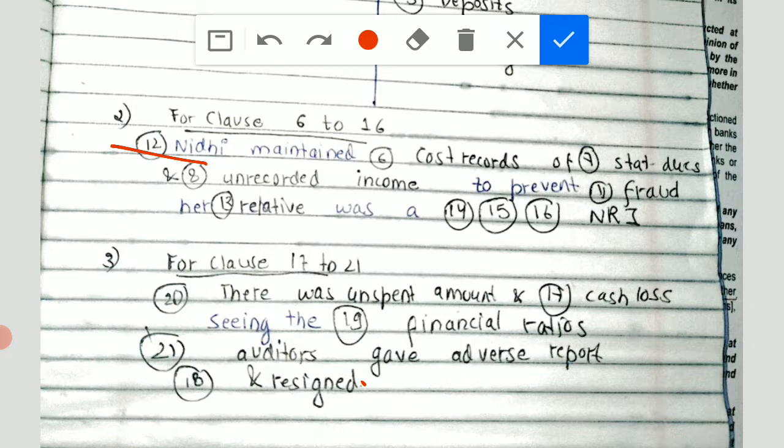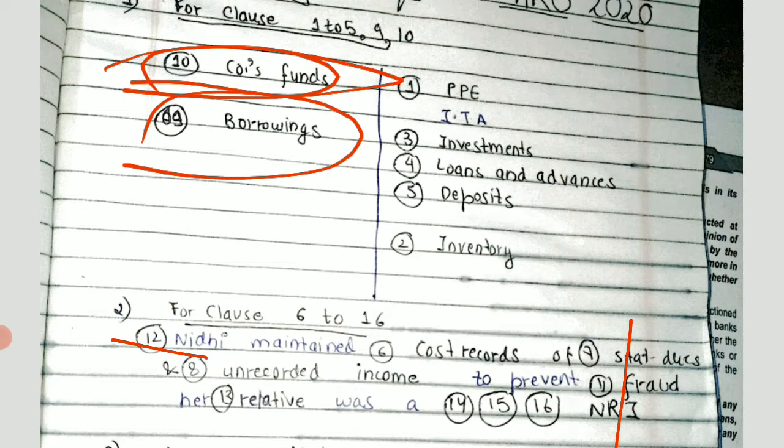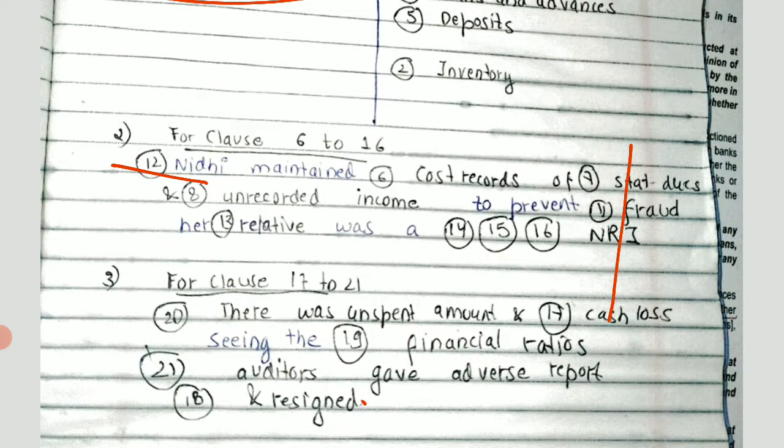Then clause number 9 will talk about... where is clause number 9? Yeah, okay. 6 to 16, in this the 9th and 10th are in the first memory technique only. So 9 and 10 are not there. Then clause number 11 will talk about fraud. Then clause number 12 will talk about Nidhi companies. Then clause number 13 will talk about related parties. And clause number 14, 15 and 16 will talk about NRI.